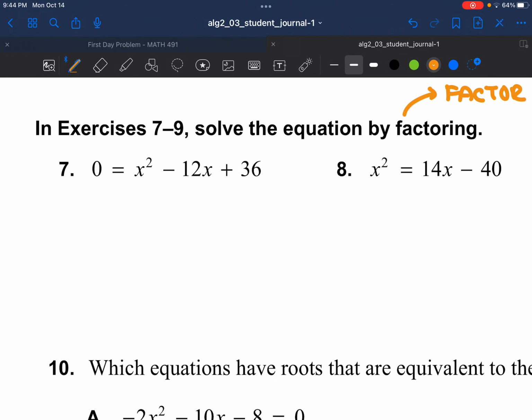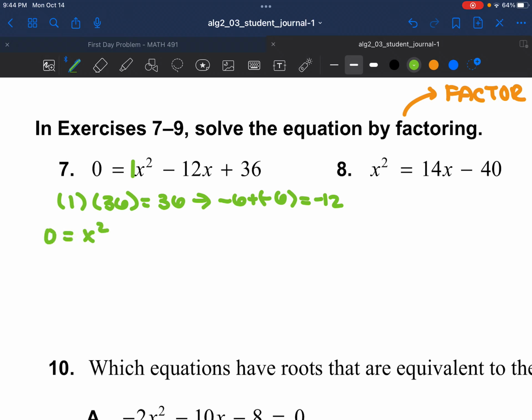Okay, so the first thing that we're going to do is multiply a and c. So this one has a 1, so this is 1 times 36, which is 36. And the two factors of 36 that add to be negative 12 are negative 6 plus negative 6 equals negative 12. So this is going to become 0 equals x squared minus 6x minus 6x plus 36. That's splitting the middle term. And this is the middle term.